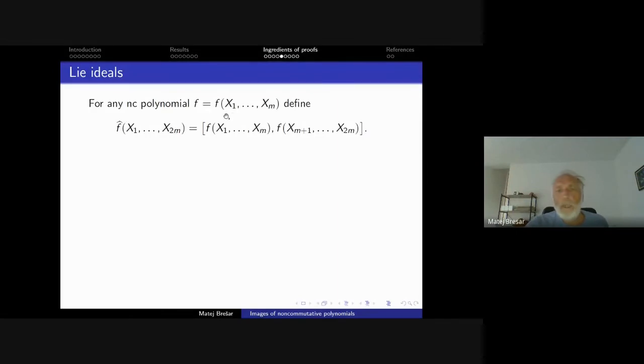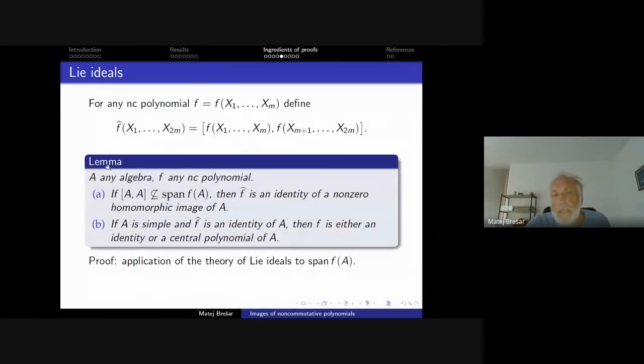If we take any polynomial f, then we define f hat as follows, and this basic lemma, which is used in most of the results in the theorem, it's not some deep lemma, but it is important for this paper, states that if the linear span of the image of some algebra doesn't contain all commutators, then this polynomial f hat is an identity of a non-zero homomorphic image.